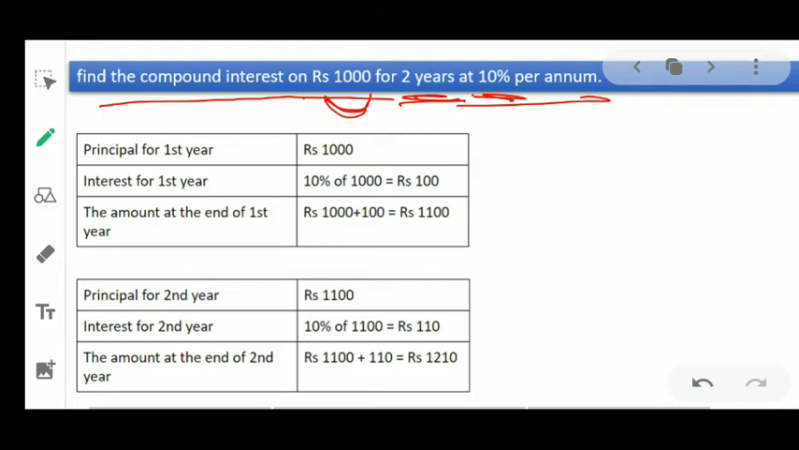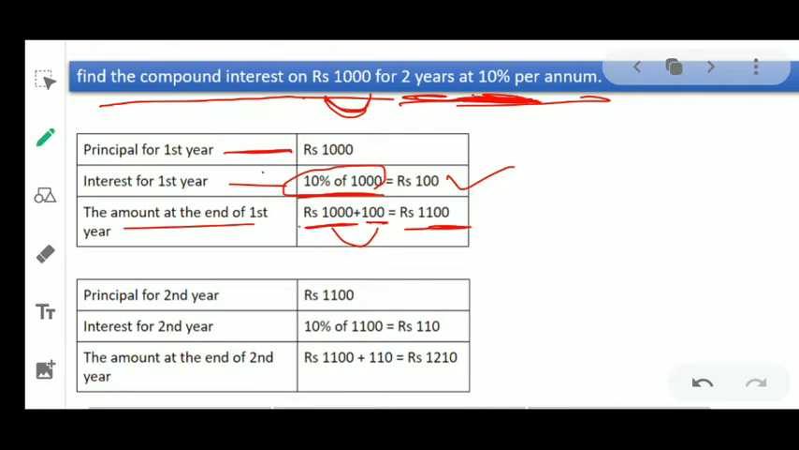So write down: principal for first year is 1000, that is given. Interest for first year, that is 10% of 1000. As you can see, rate equal to 10% per annum. So interest for first year is 10% of 1000, that is 100. So the amount will be what? Interest plus principal value. So 1000 plus 100 equal to 1100. That is the amount at the end of first year.